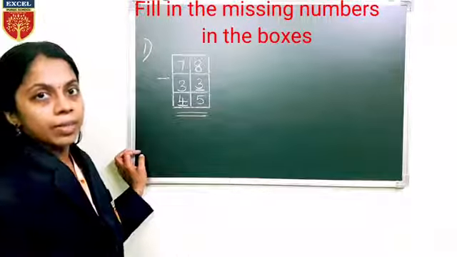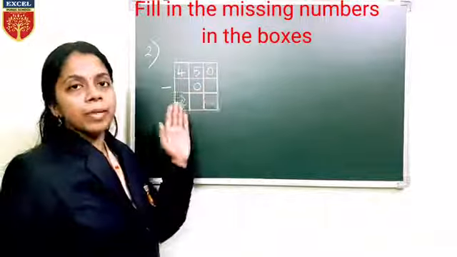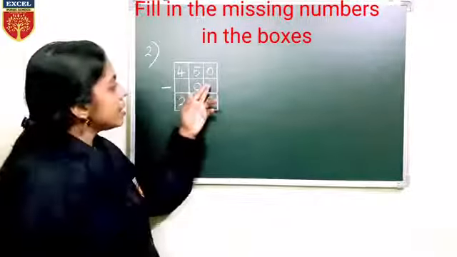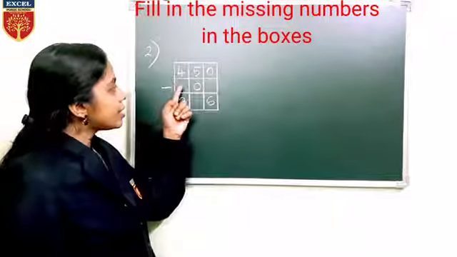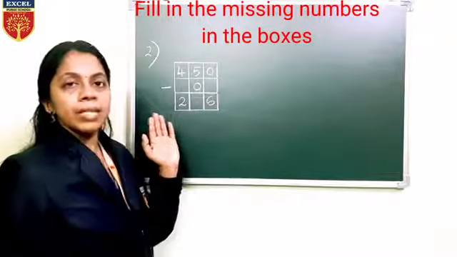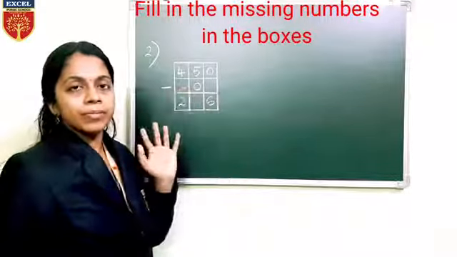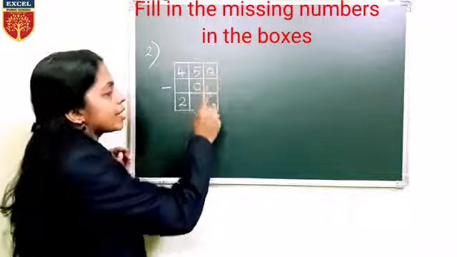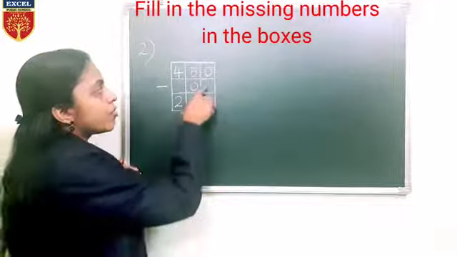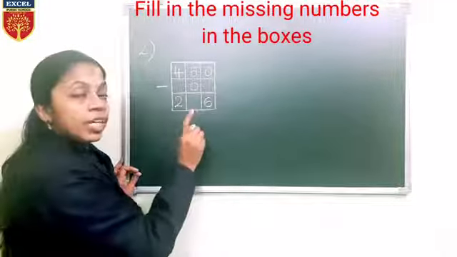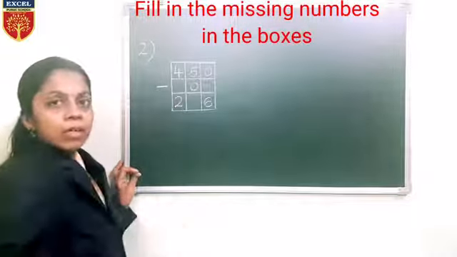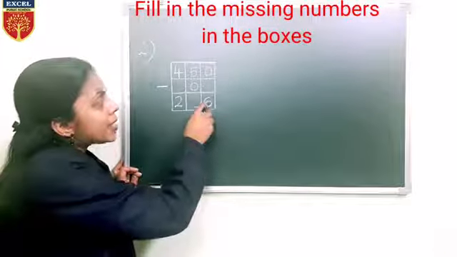Let's see one more example. Here, some numbers are missing. How to find those numbers? Here this number is not given, and here this is not given, and here this is not given. To find those numbers, some numbers are given. Here 0 is given and 6 is also given. How to find this number? To find this number, we need to subtract 6 from 0. But can you subtract 6 from 0?